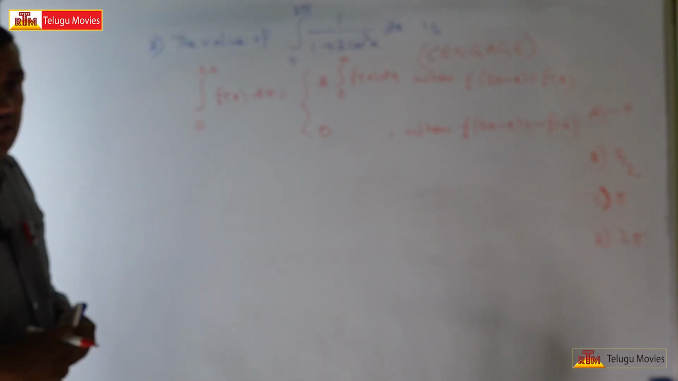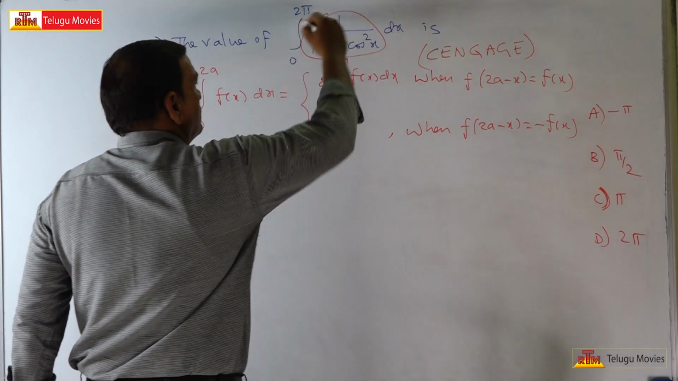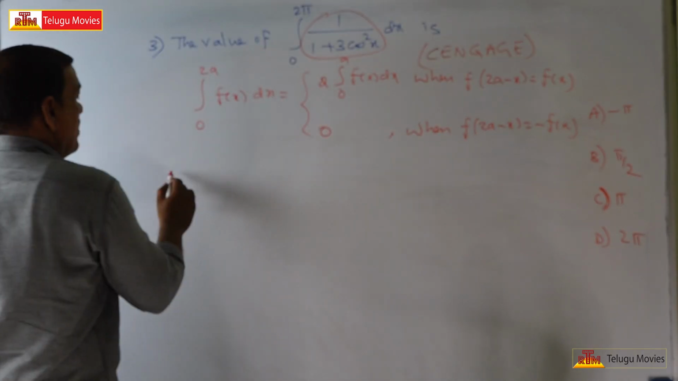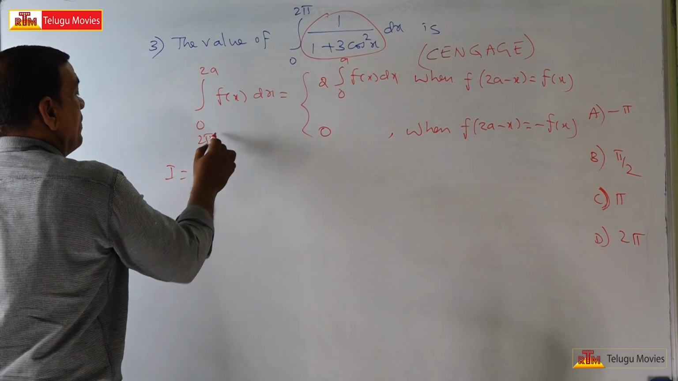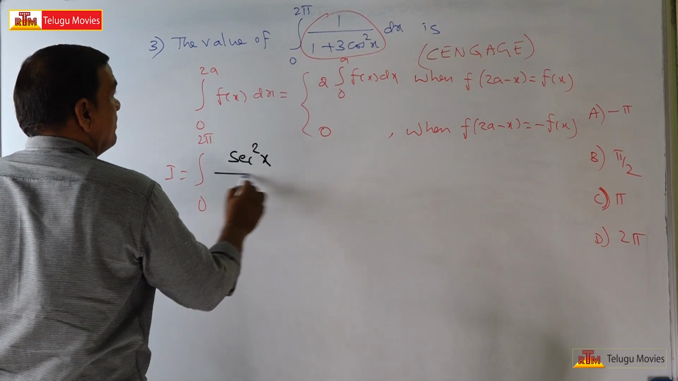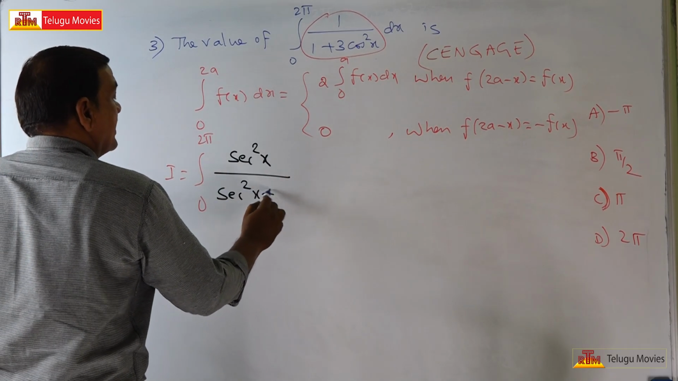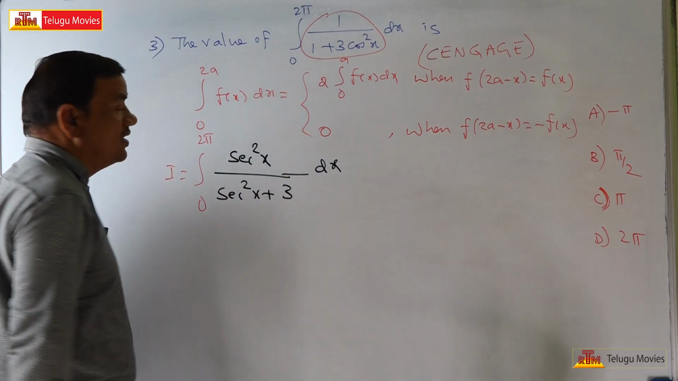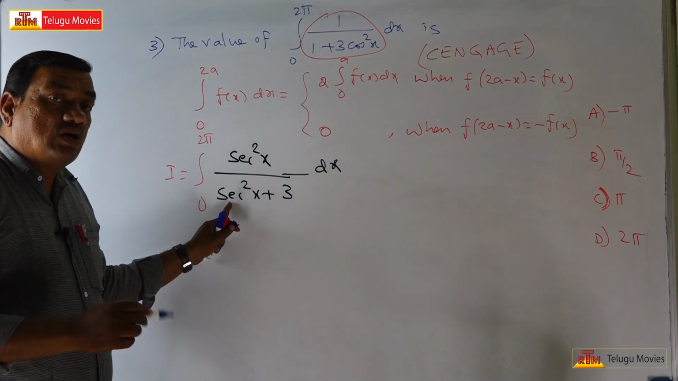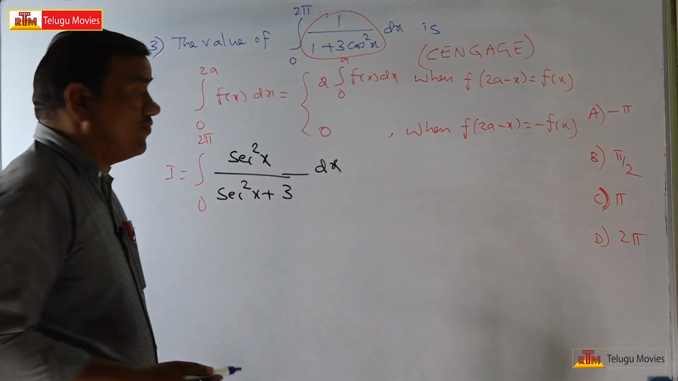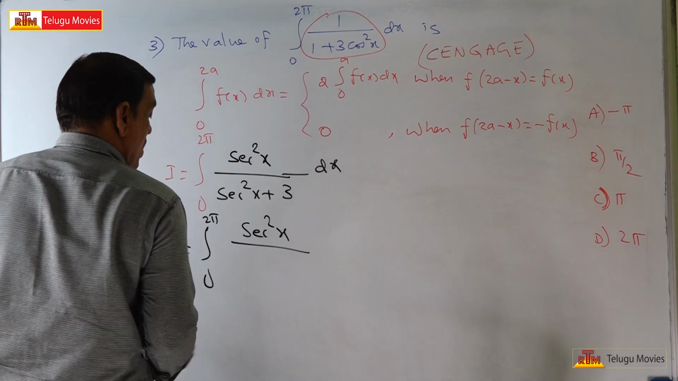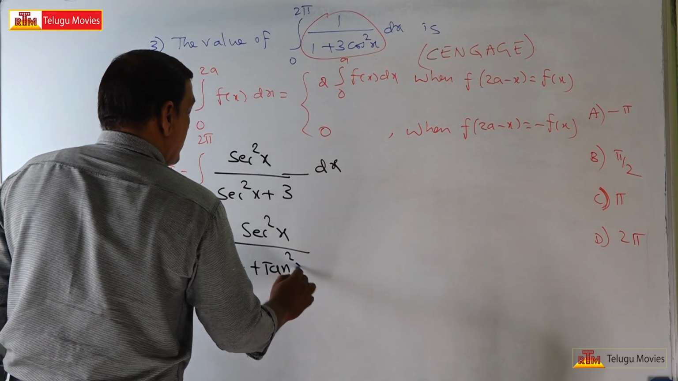Before applying this formula, let us concentrate on this integrand. Let us multiply the numerator and denominator by secant square x. Then the integral from 0 to 2 pi has, in the numerator, secant square x, and in the denominator, secant square x plus 3. Secant square x means 1 plus tan square x, and with the 3 already there, we get 4. So this is equal to the integral from 0 to 2 pi of secant square x upon 4 plus tan square x dx.